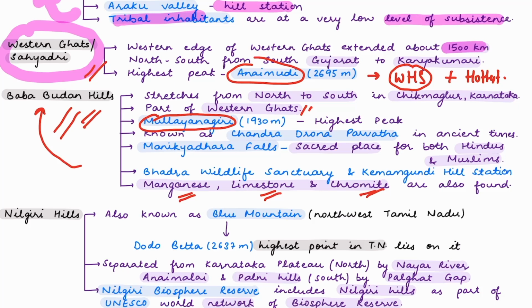Also, there is a very important waterfall, which is sacred for both Hindus as well as Muslims. That is Manikya Dhara Falls. And in terms of the wildlife diversity here, there is Bhadra Wildlife Sanctuary, which is a very important wildlife sanctuary owing to the diversity of wildlife found here.